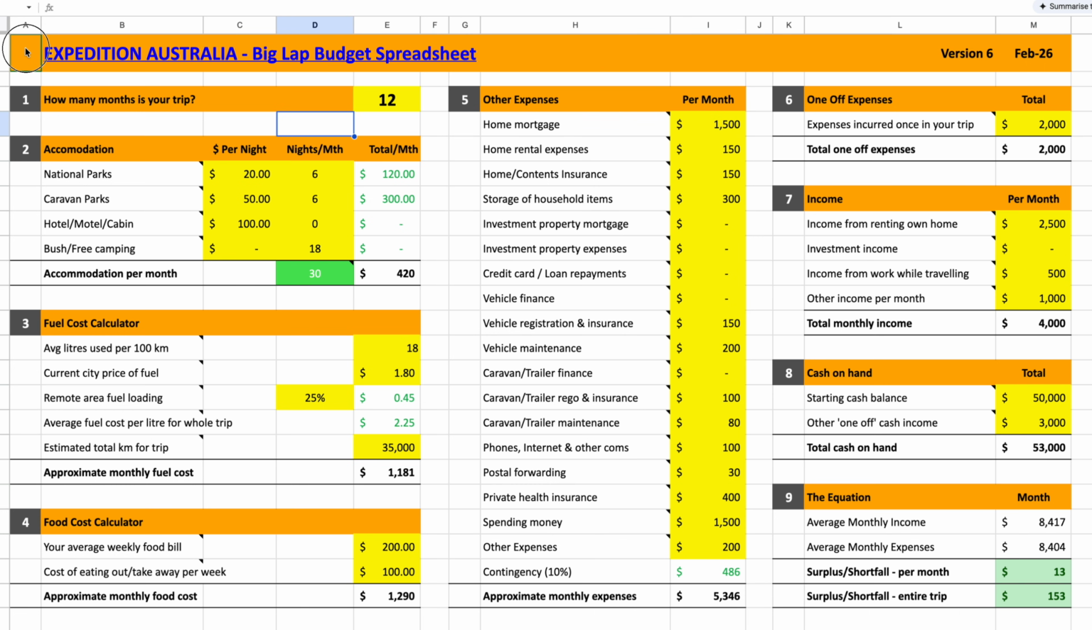Right guys, in this video I'm going to show you how to estimate the cost of your Big Lap using our free Big Lap Budget Spreadsheet, which you can download from our website. And I'll leave a link below this video and one up here as well.